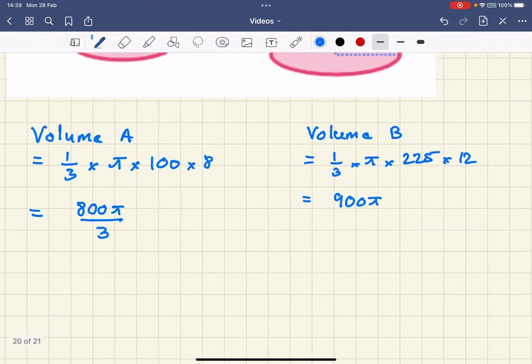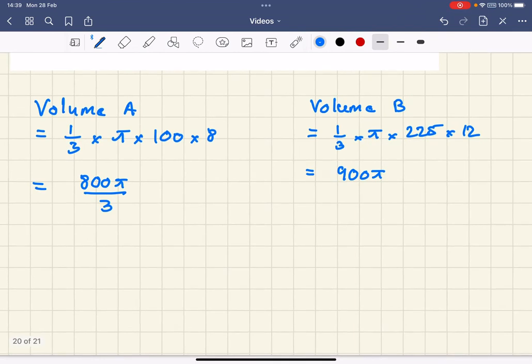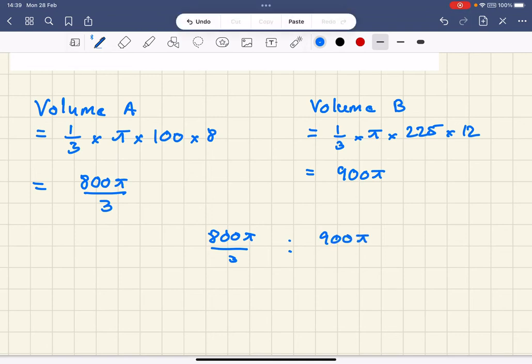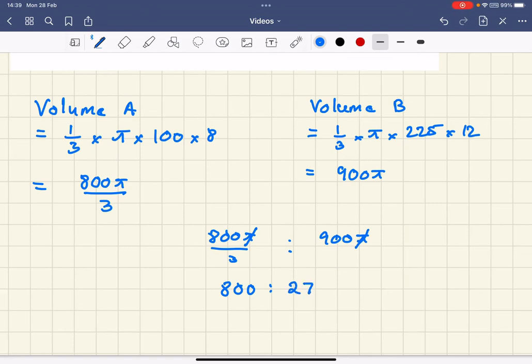Now what I want to do is compare the volumes of these two and have a look at the ratio of the volumes of these two. So here we've got 800 pi over 3, and here we've got 900 pi. So what I'm just going to do is simplify this. I can get rid of these pi's and I can have that as 800. I can multiply the other side by 3 to make it 2700. And let's get rid of those zeros. So this gives me a ratio of 8 to 27.